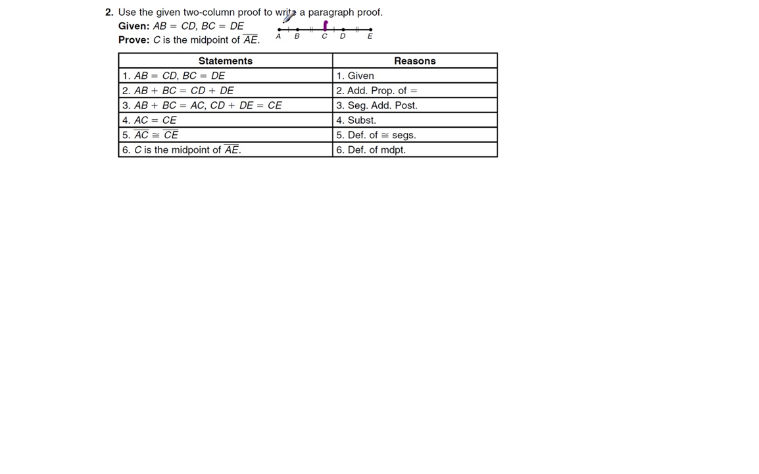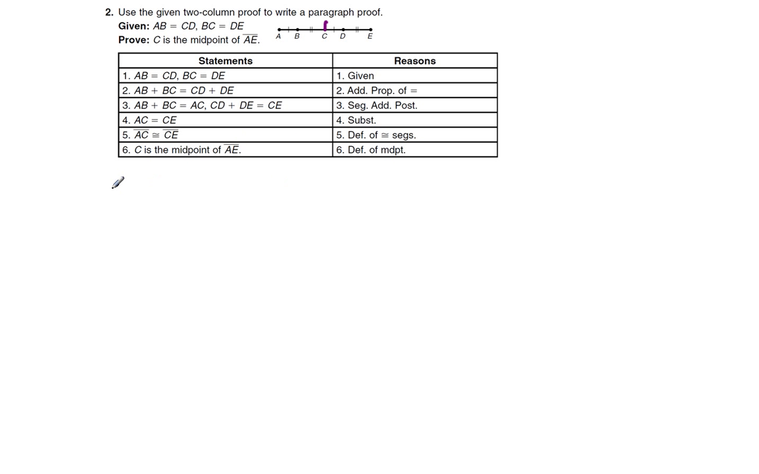Well, duh. I mean, if this is the same as that, and the little piece is the same as that little piece, if we add AB and BC, it should be the same as CD and DE, which is what probably all this says, if I bother to read it.